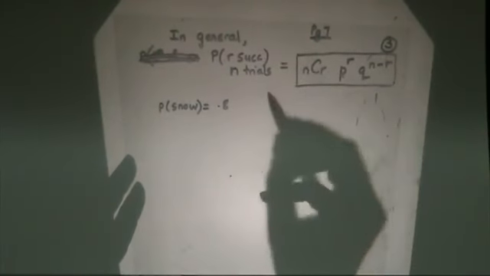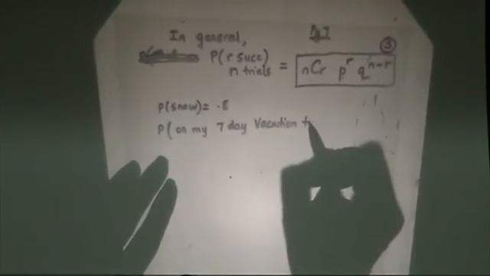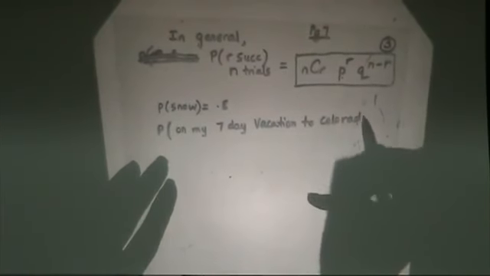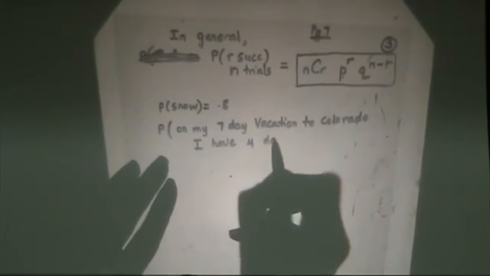Okay, try this example. The probability of snow is 0.8. Find the probability that on my 7-day vacation to Colorado, I have 4 days of snow.